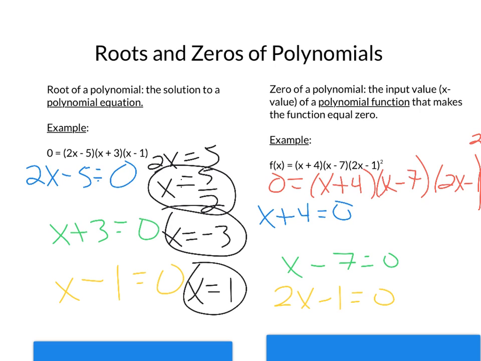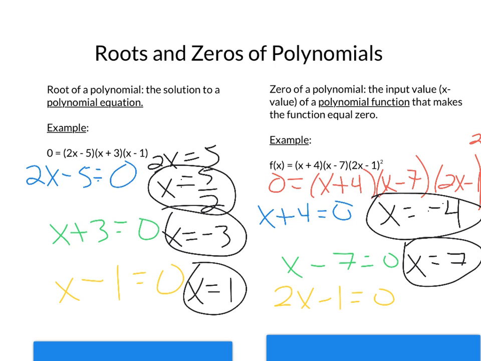Looking at my first equation, I would solve it and get my first zero or x-intercept as x equals negative 4. My second zero or x-intercept is x equals 7. And for my final zero, I would start off by adding the 1 and get 2x equals 1, divide by 2, and I get x equals 1 half. Take a moment to pause this video and write down the example.